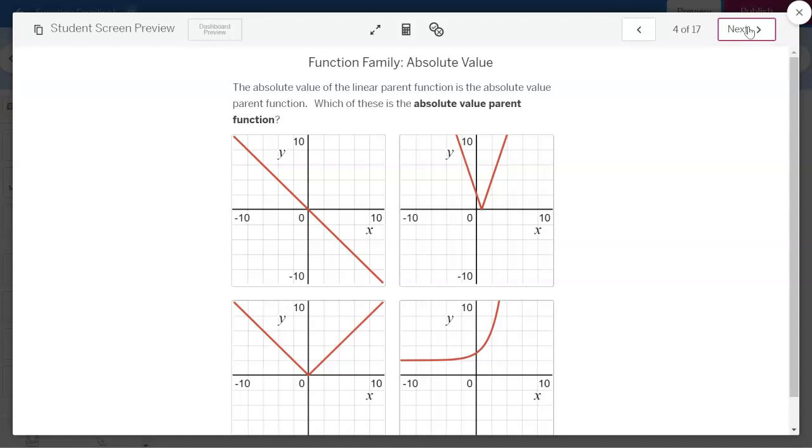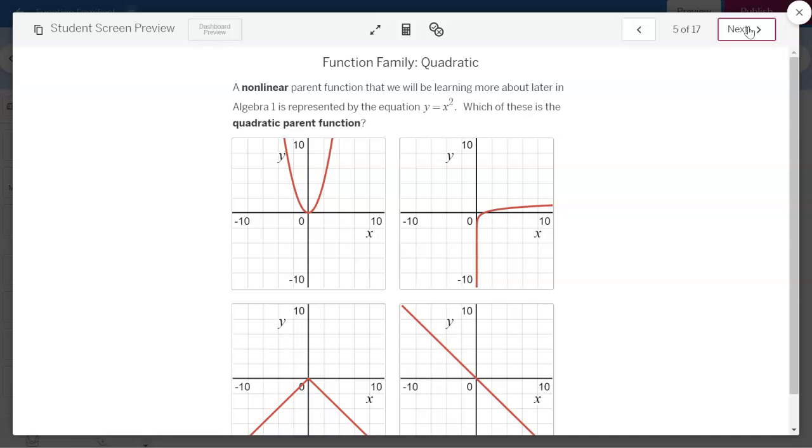And then we are going to go on to the absolute value. Now we want the most basic absolute value parent function. Only 2 of these are absolute value, so they're looking for the one that's most basic. And then finally they have the quadratic. Well, there's only one quadratic. I did put the graphing calculator icon in here so they can type this in if they're not certain what they're looking for. So do tell them if they need it to use the calculator.